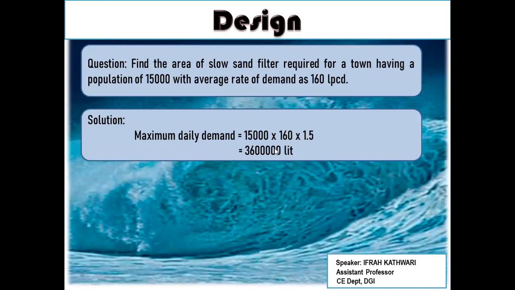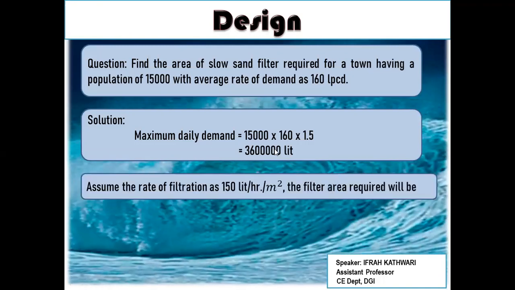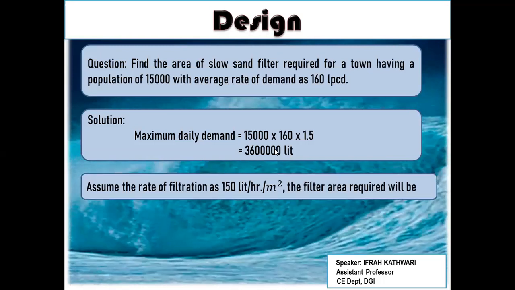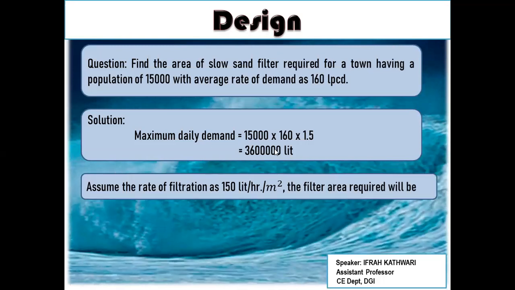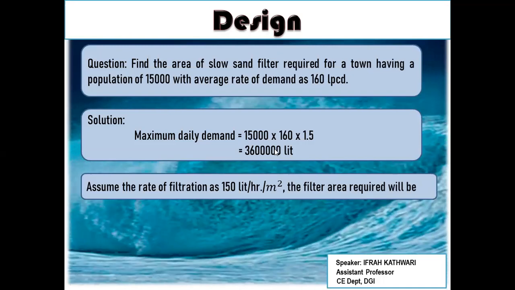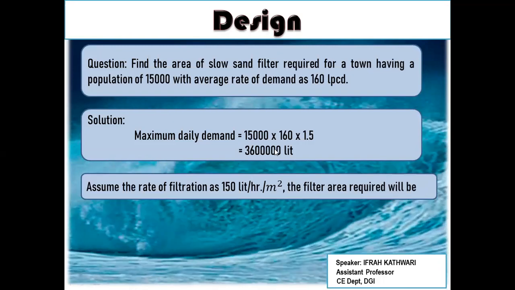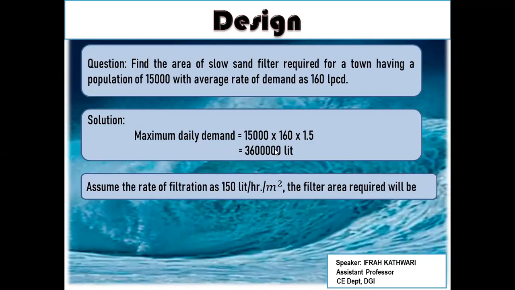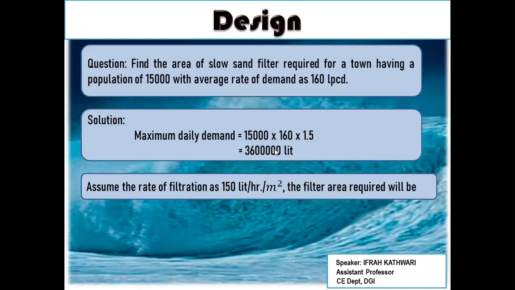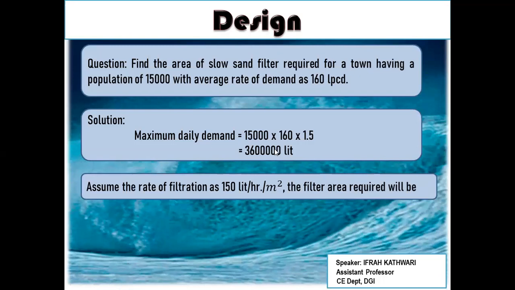The next thing we need to do is, the rate of filtration is not given, so we have to find out the rate of filtration. In that case, we'll assume it to be 150 liter per hour per meter square. Well, this is an assumption, and this is one of the specifications of slow sand filters. The rate of filtration is around 150 liter per hour per meter square. This is the minimum one.